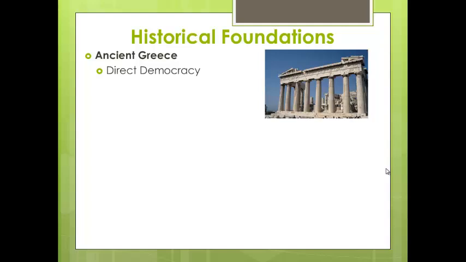Now, we do not have a direct democracy, but we do have aspects of direct democracy, which we'll talk about throughout this course. I do not want to vote on every single law. That would not be very interesting to me.